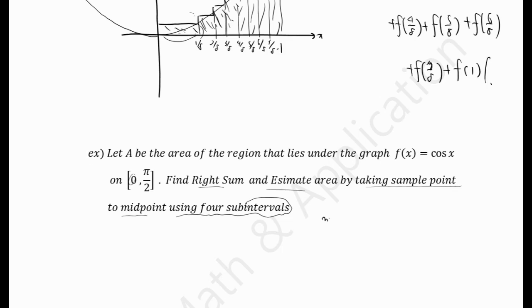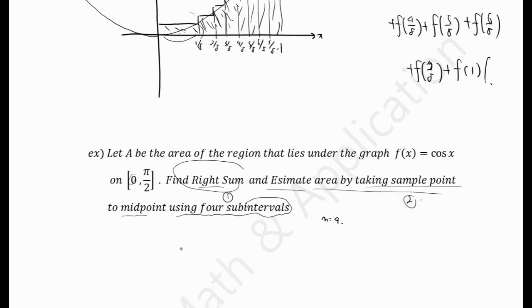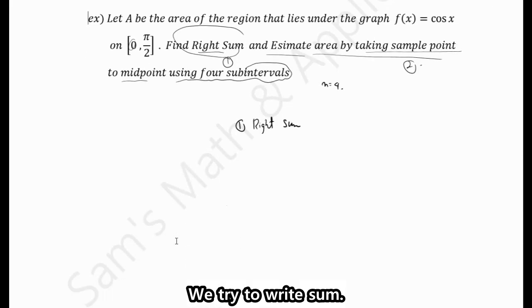N equals 4, and this is two questions. First question: find the right sum and find the midpoint sum. So first, the right sum. We try the right sum.